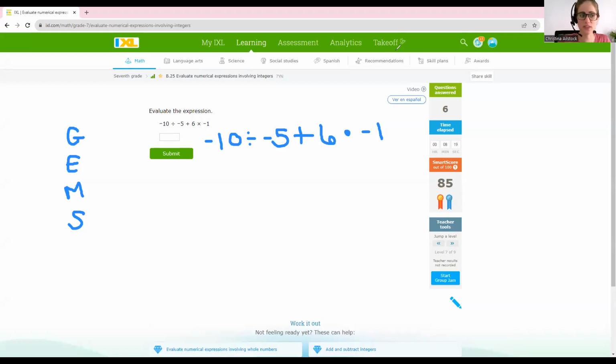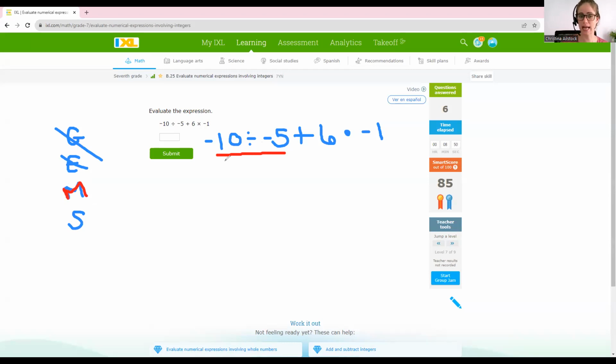All right, evaluate the expression negative 10 divided by negative 5 plus 6 times negative 1. Do we have any grouping symbols or exponents? Nope. Cross those off. How about multiplication or division? Yes, we have both. So let's actually do this in different colors since we have a lot more here. Let's do our multiplication and division in red. So our division here, we're going to have negative 10 divided by negative 5.